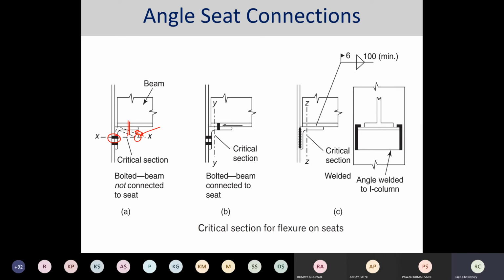Now, in order to avoid that, if we are making this kind of connection, the bolts are placed over here. In that way, the critical section would be developed not at the column but at the beam itself.